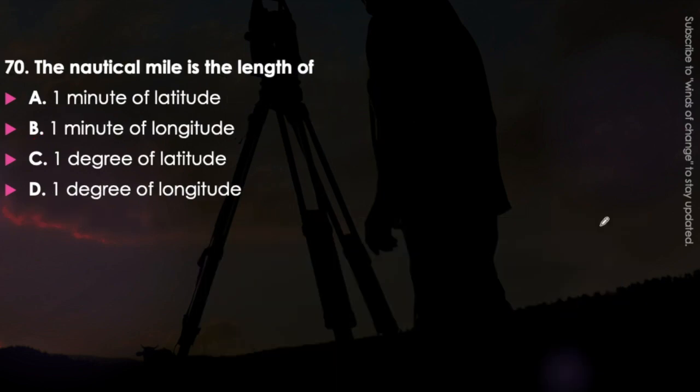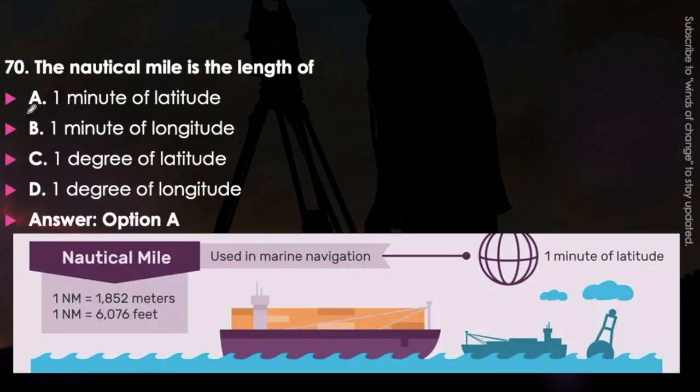Next question. The nautical mile is the length of 1 minute of latitude, 1 minute of longitude, 1 degree of latitude, or 1 degree of longitude. Just think about it. What is the length of the nautical mile? This is a very important question. Many times this question is asked in various examinations. So what will be the answer? It will be option A, that is 1 minute of the latitude. You can see here this definition of the nautical mile, which is about 1852 meter.